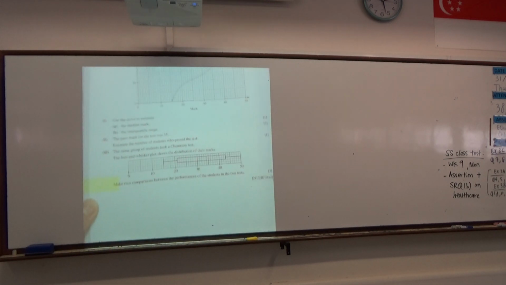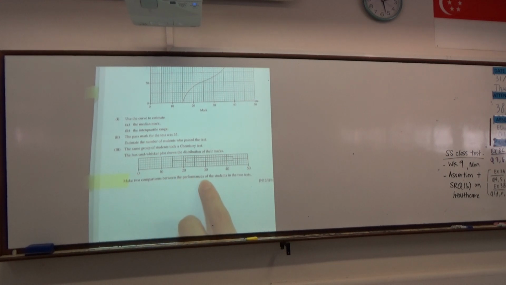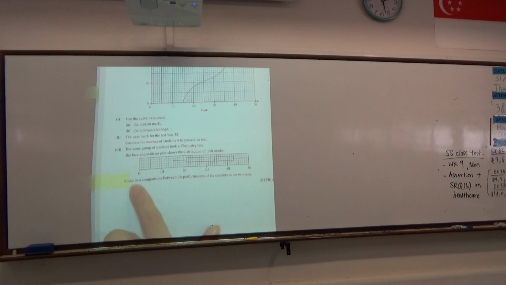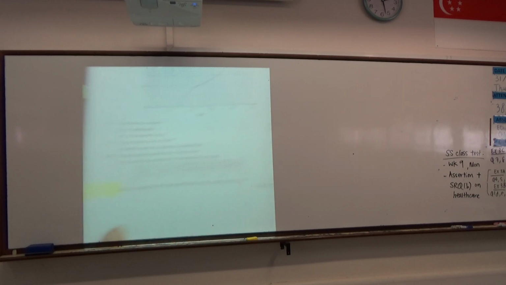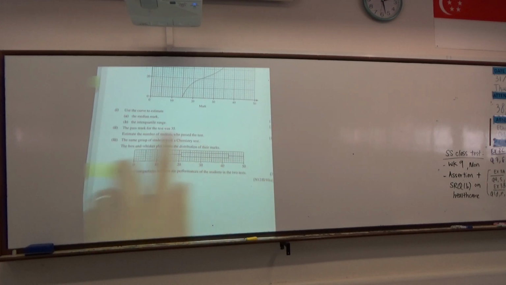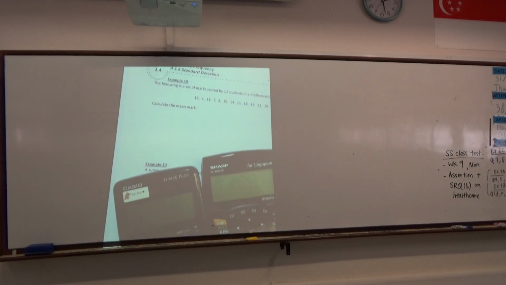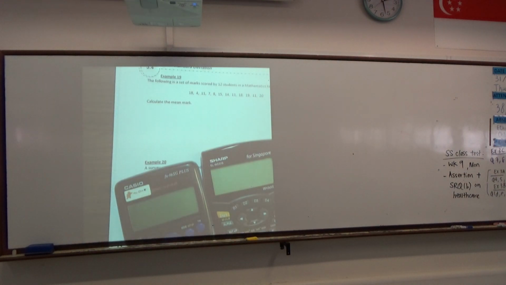Then another type: make two comparisons between the performances of the students in the two tests. So they very clearly state how many things they want you to compare. That is 2, and this is 2 marks. So this would be the kind of question that will be set up. I hope that answers the question just now.